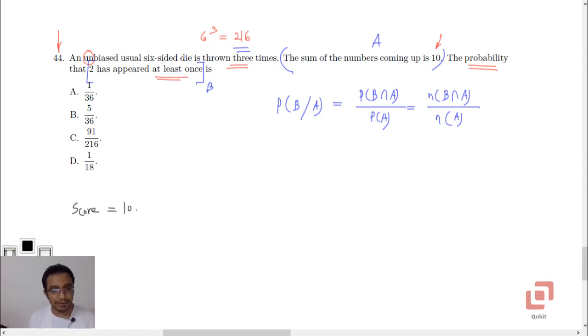So what I have first done is I have tried to compute the probability P of A, or in turn basically N of A. How many elements are there in that particular event. So we want the score to be 10.